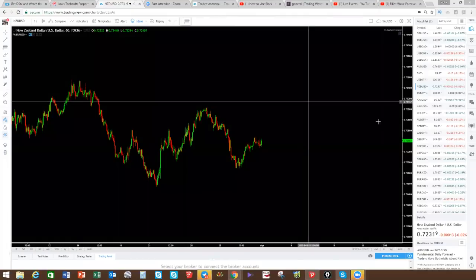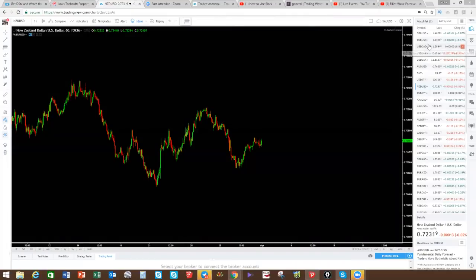Okay, that's New Zealand. I think that completes all the US dollar pairs. Let's look at US dollar ZAR, and then we're going to do silver and gold.